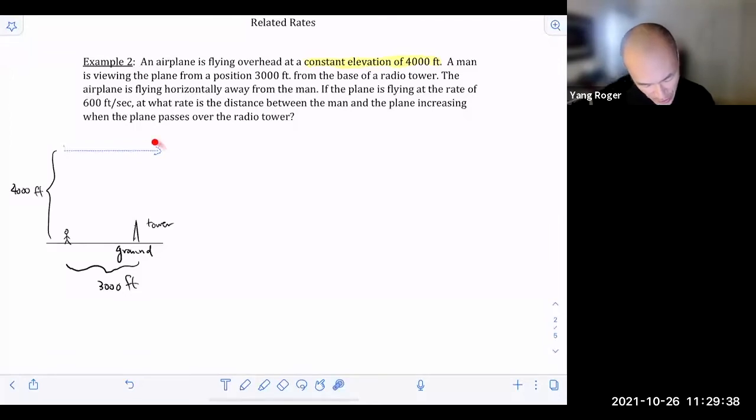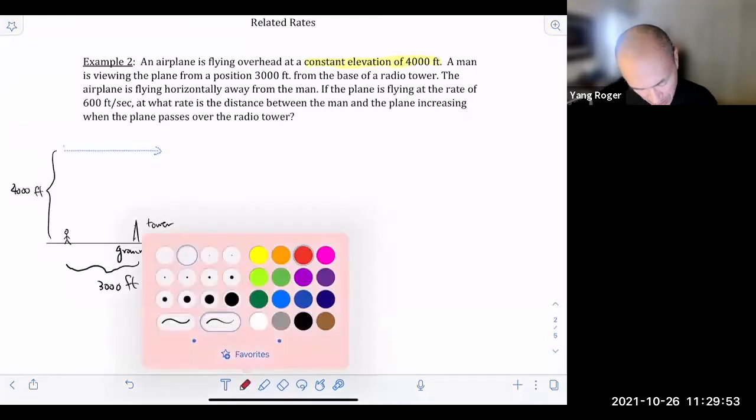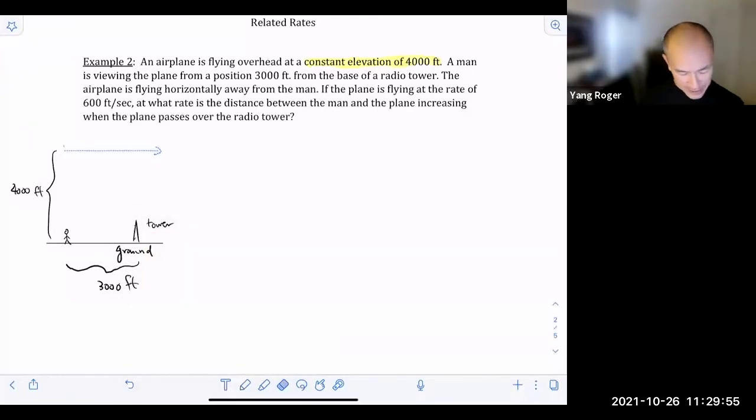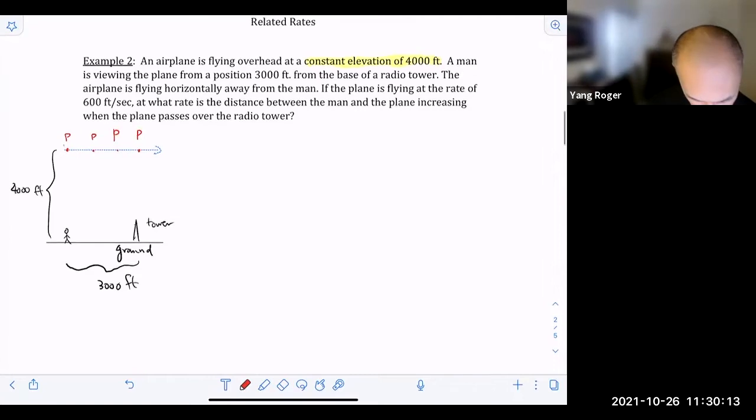I guess you didn't know that the plane was going from left to right yet, but if we read the next line, it says the plane is flying horizontally away from the man. So I draw a horizontal line and I make sure it's going away. So what I could do is put a little dot representing the plane. Mainly I do this because I can't draw the plane so well. So it's like the plane is here, then here, then here, and here. The plane is moving. This red dot moving across.